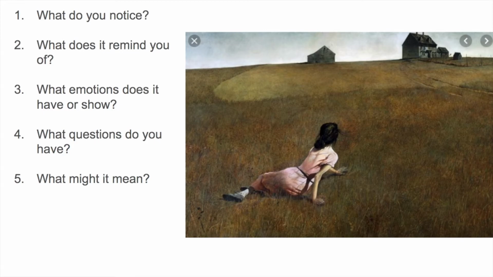And then number five, what might it mean? Don't worry, you can't get this wrong. It's just your best guess at what it might mean. And if you get it wrong, really, like I said, you can't get it wrong. But if it's not what the artist intended, it's not your fault. They maybe didn't effectively communicate what they were trying to say. So I think that this piece might mean that something has happened.